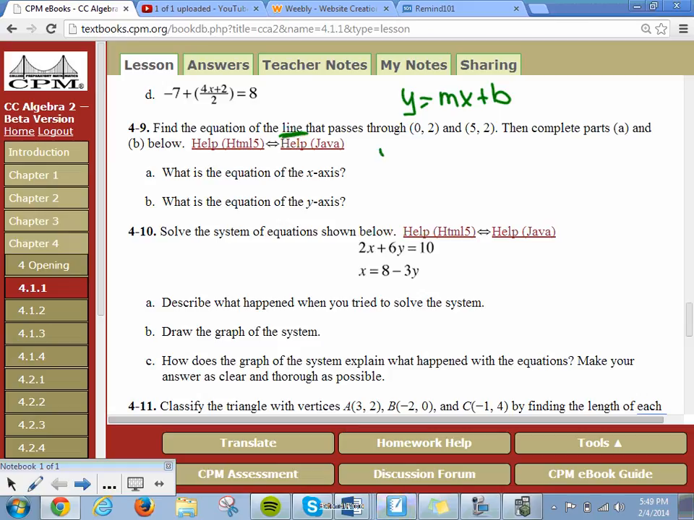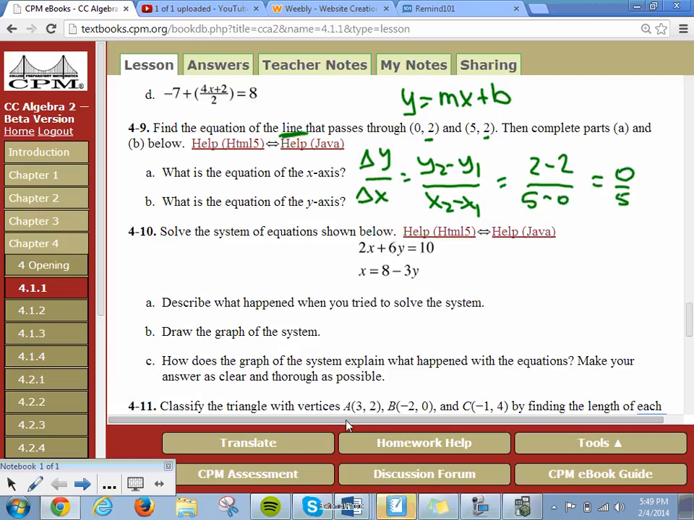And so we need to find our slope. So we'll do our change in y over our change in x, y2 minus y1 over x2 minus x1. Remember, we have to do our y's first. That'll give us 2 minus 2 over 5 minus 0. So we're looking at 0 over 5, which we know is just equal to 0. What that's telling me is I have a flat line.